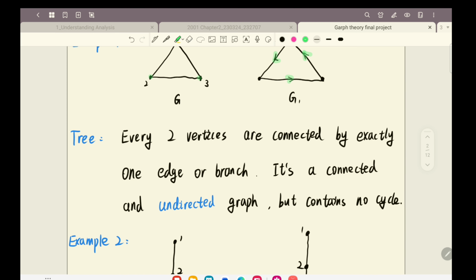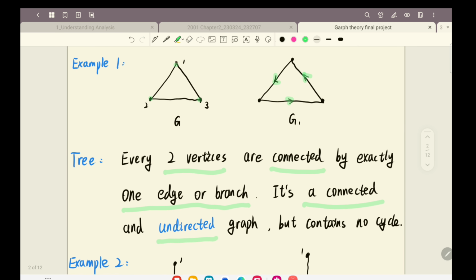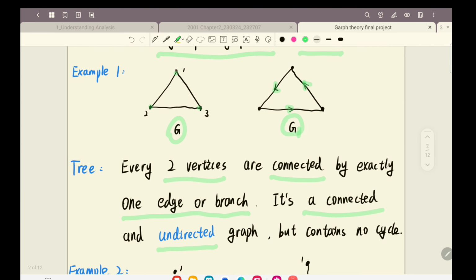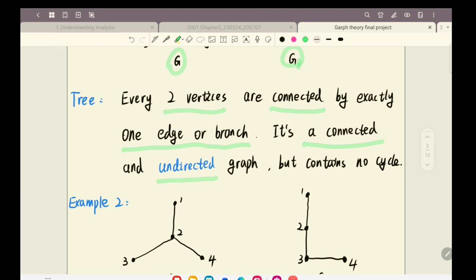So a tree means every two vertices are connected by exactly one edge, or we can call it a branch or a path. So it's a connected and undirected graph. Undirected just means there's no direction sign on each edge, just like G. So G1 is a directed graph and G is an undirected graph. And also the tree contains no cycle.